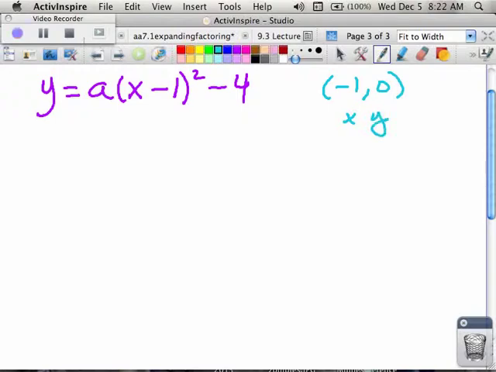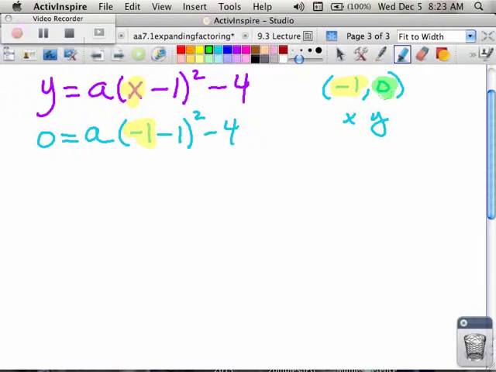So now I write down 0 equals, I don't know the a, I'm looking for it. My x value that I know was on the graph was -1, and there's my -1. It's being squared, and I have -4. So in case that's hard to track, this -1 I shoved in there for the x. This 0 I shoved in there for the y. And now I'm going to solve the light blue equation to find my a value.